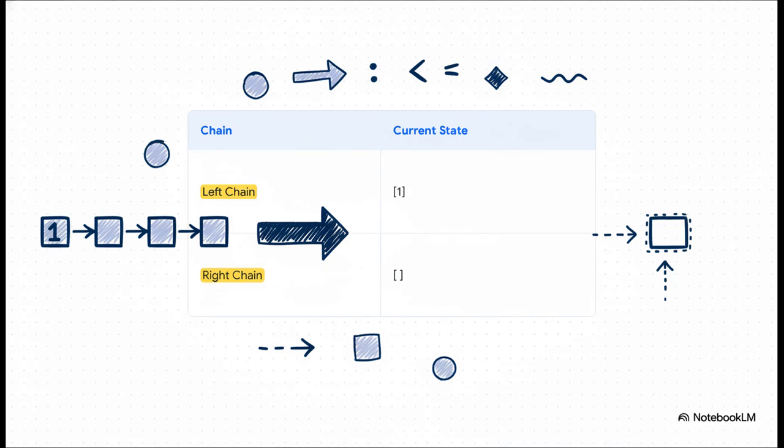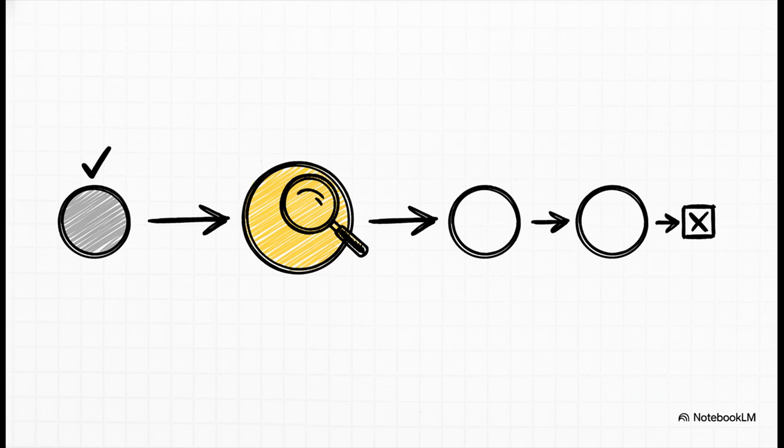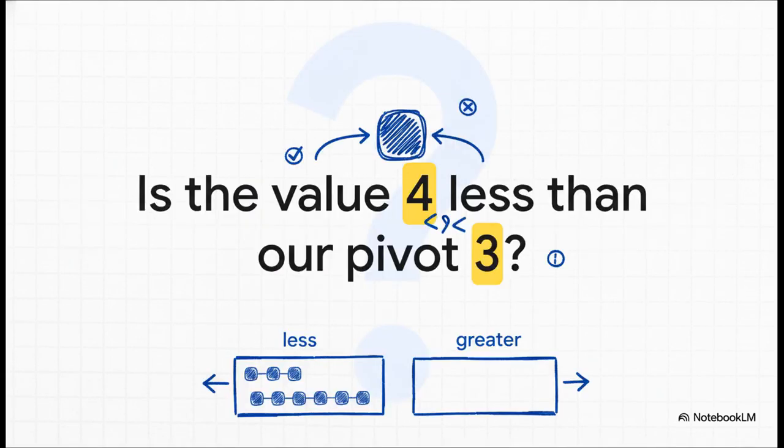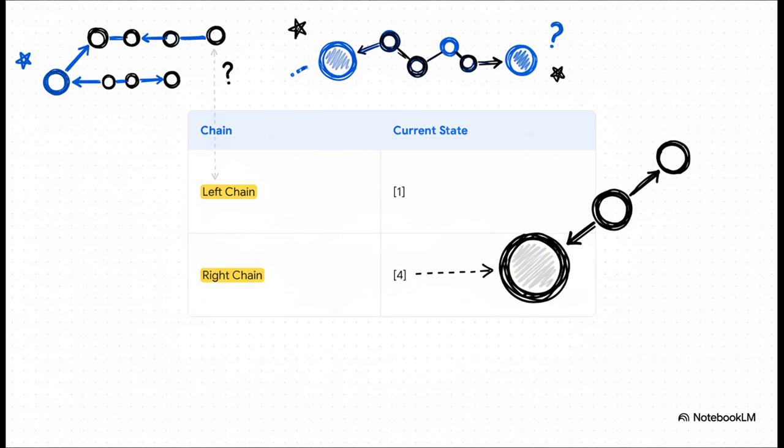For the number 1, is it less than 3? Yes, it is. So we add that node to our left chain. The right chain is still empty. Easy enough? Let's keep going. Okay, the next node in our original list is the one with the value 4. We ask that exact same simple question again. Is 4 less than our pivot value 3? Well, no, of course not. So the node containing 4 becomes the very first element of our right chain. See? Our 2 lists are starting to take shape now.